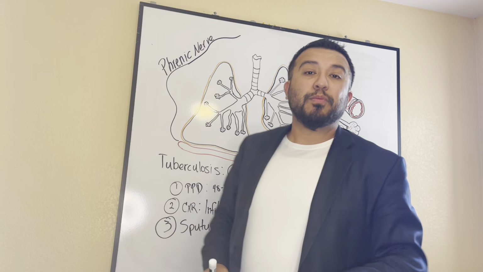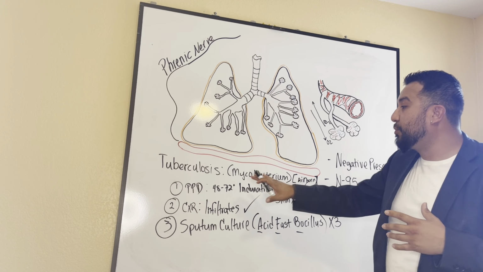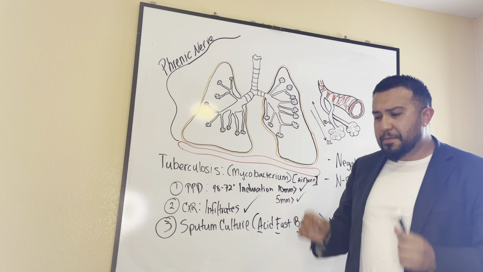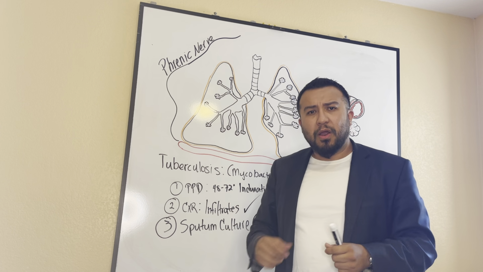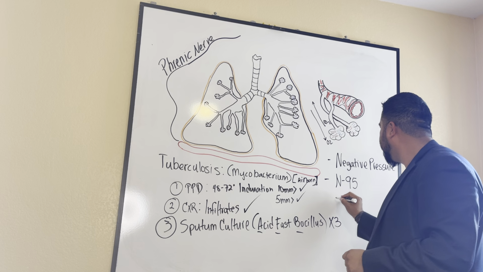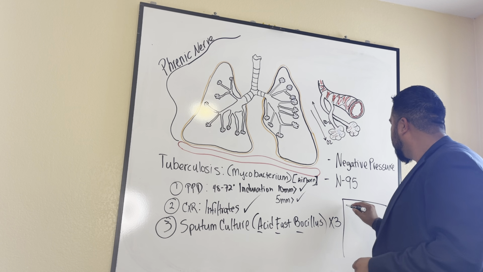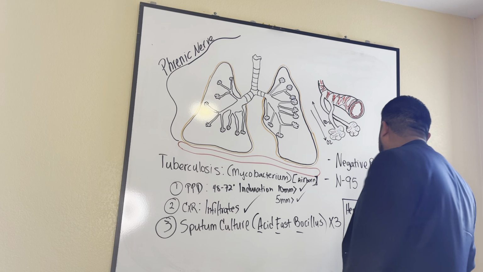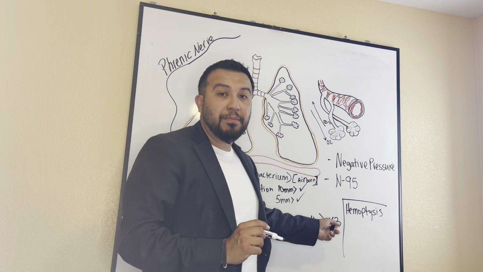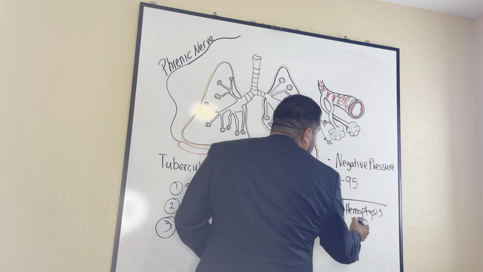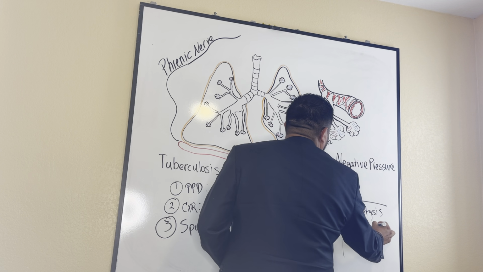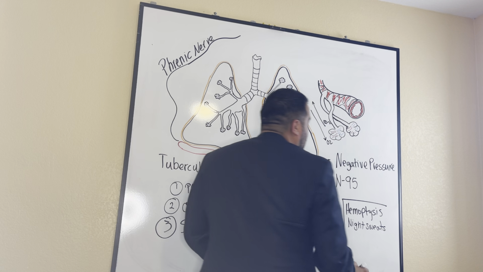And this is what's happening when your patient has tuberculosis. Keep in mind that the signs and symptoms are pretty significant. The main ones that you really want to focus on are hemoptysis. Hemoptysis is referring to coughing up bloody sputum. Keep in mind that the patient will also have night sweats.